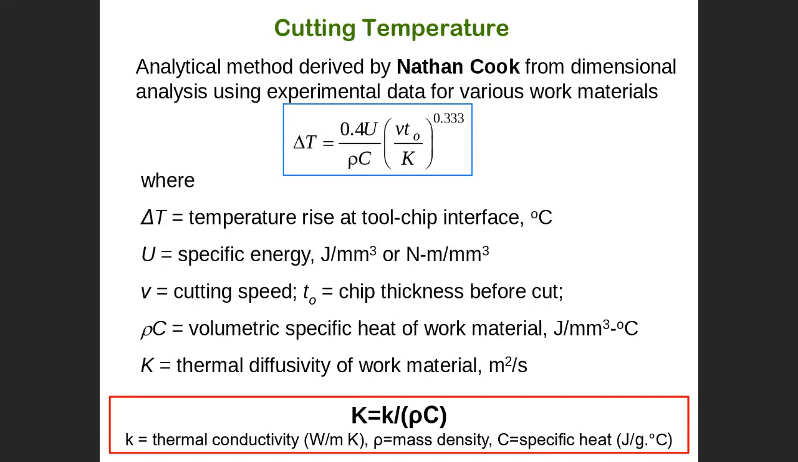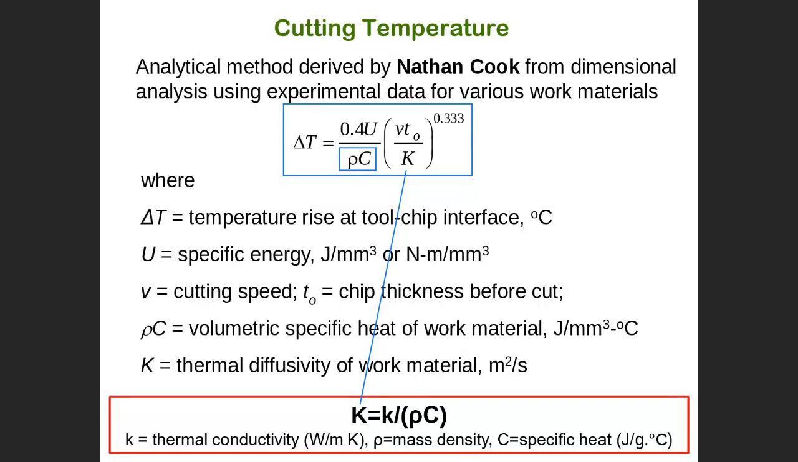And this thermal diffusivity is equal to K divided by rho C. K is the thermal conductivity, divided by rho, which is the density, multiplied by the specific heat. Delta T is the temperature rise, U is the specific energy, V is the cutting speed, t0 is the uncut chip thickness, and rho C together.